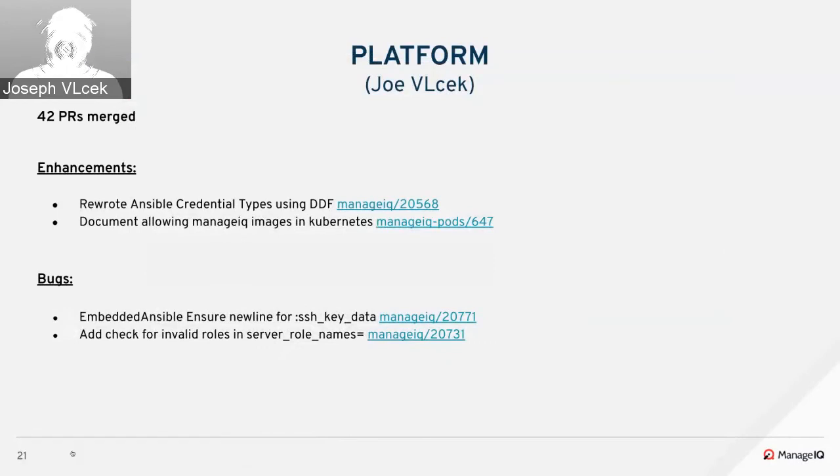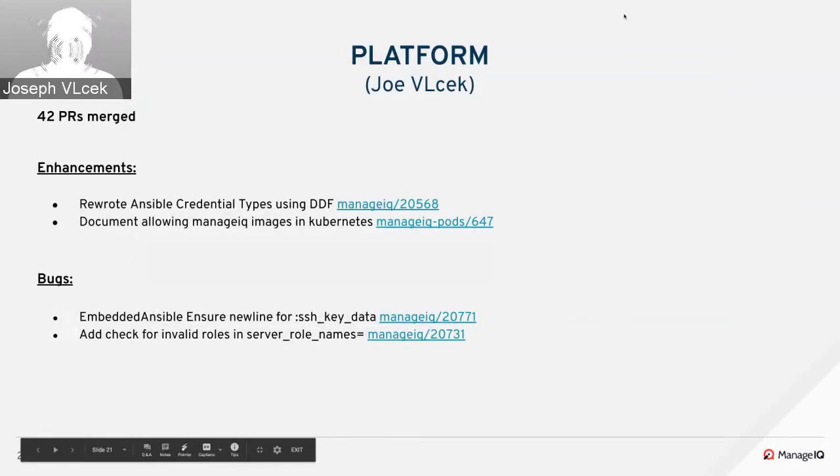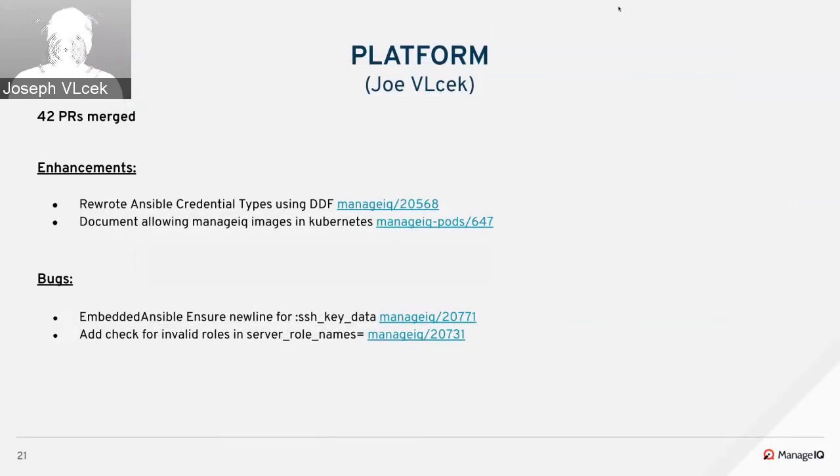It's nice to see. Okay, so in the platform space, there were 42 PRs merged this sprint. A fair bit was cleanup and build-related work, and there were 10 PRs contributed to the Ruby 2.6.6 testing effort. The more noteworthy enhancements were that Ansible credentials were rewritten to use DDF, which goes along with form field updates from Angular to React.